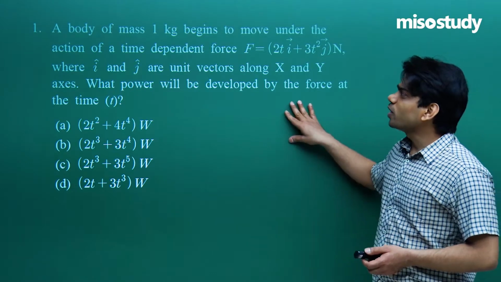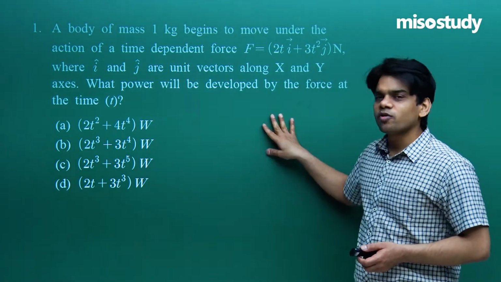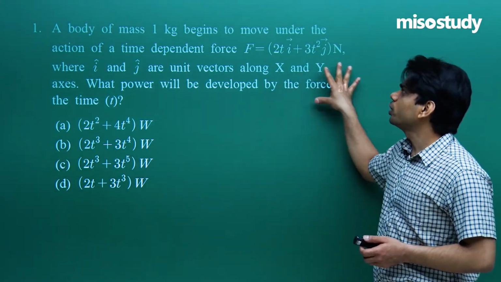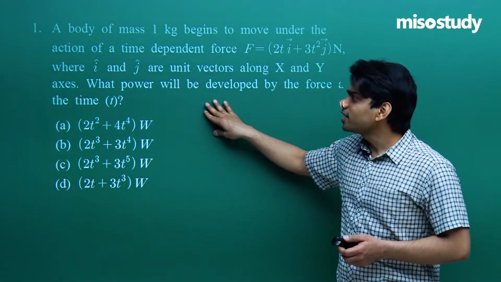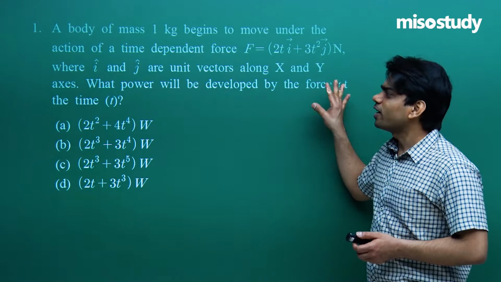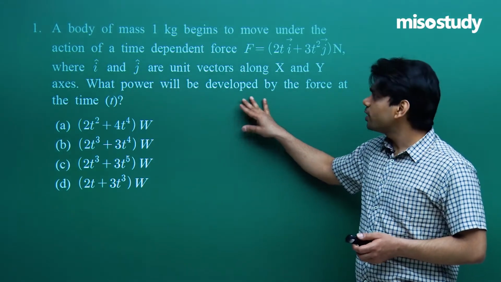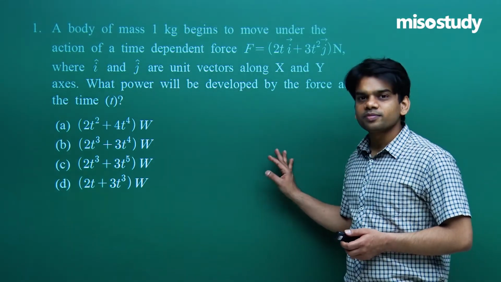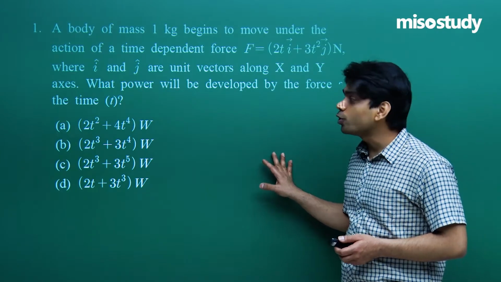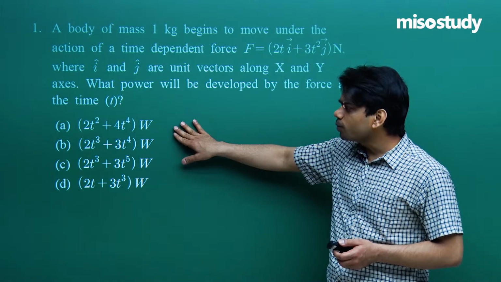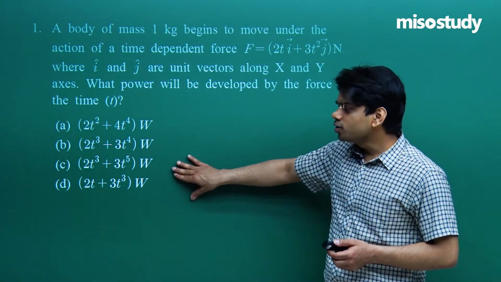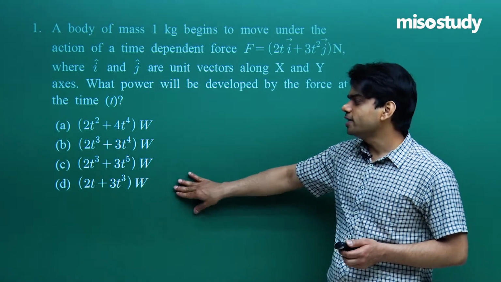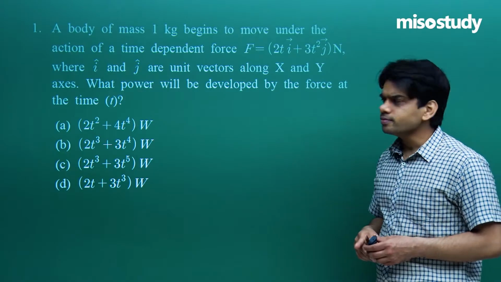A body of mass 1 kg begins to move under the action of a time-dependent force F equals 2t i cap plus 3t square j cap Newton, where i cap and j cap are unit vectors along x and y axis. What power will be developed by the force at time t? The options are: A, 2t square plus 4t power 4 watt; B, 2t cube plus 3t power 4 watt; C, 2t cube plus 3t power 5 watt; and D, 2t plus 3t cube watt.